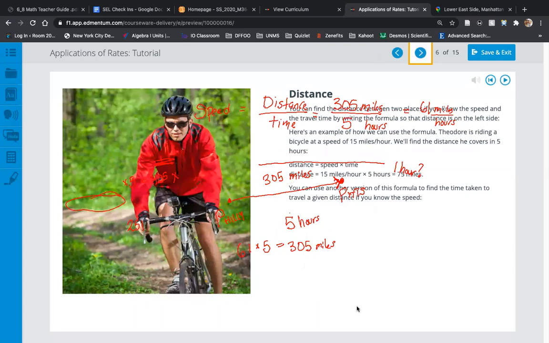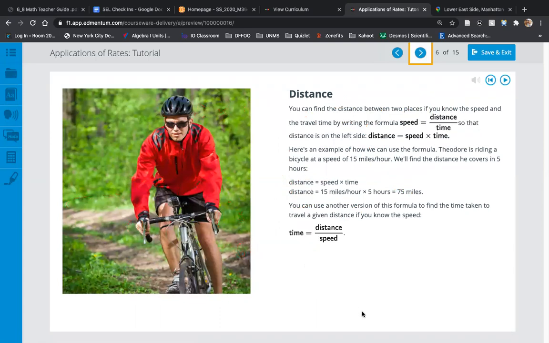Okay, so let's look at this next one over here. It says, you can find the distance between two places if you know the speed and the travel time by writing the formula for speed equals distance over time. So with distance on the left-hand side, distance equals speed times time. Basically, what this slide is telling us is that depending on what information you know, you can figure out the other ones.